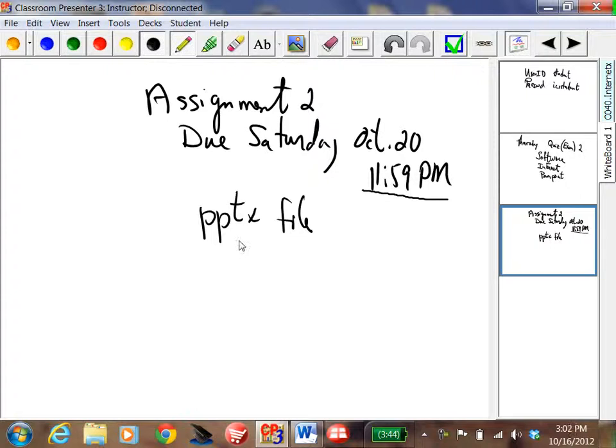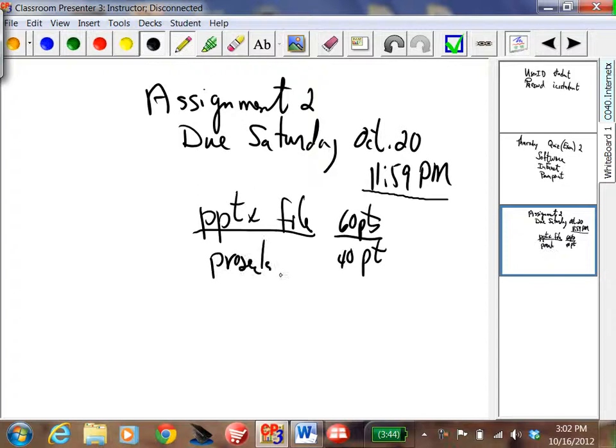Does anyone want to go through that again? You want to know how to turn it in on Blackboard? If you don't know how to turn it in on Blackboard, come see me at the end of class. So this is going to be 60 points for the file, and then 40 points for the presentation. Now, of course, you can't get that 40 points until you make the presentation.